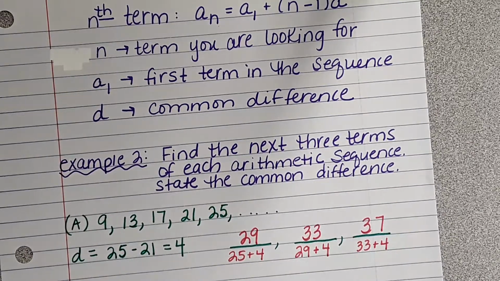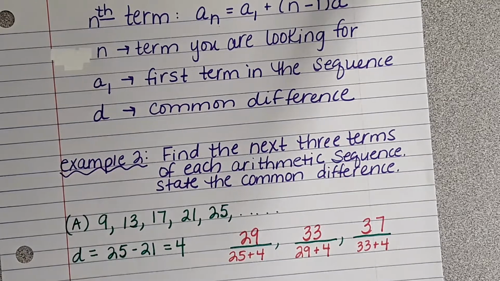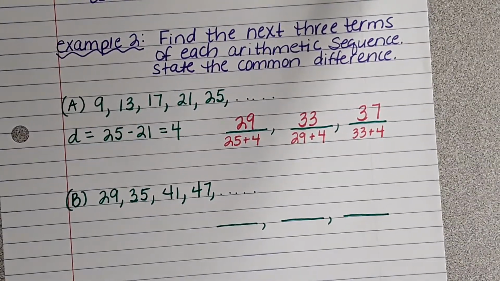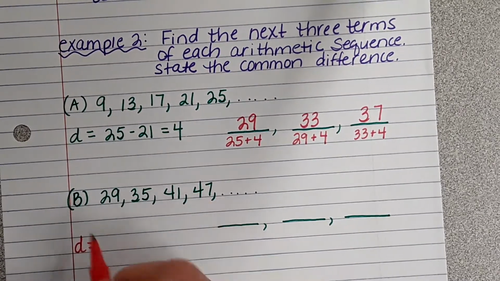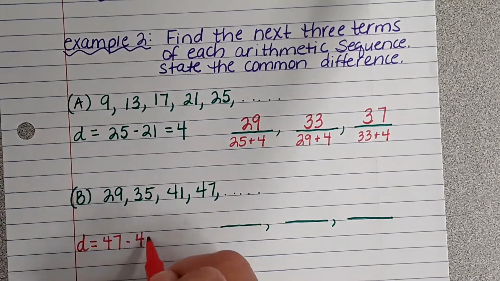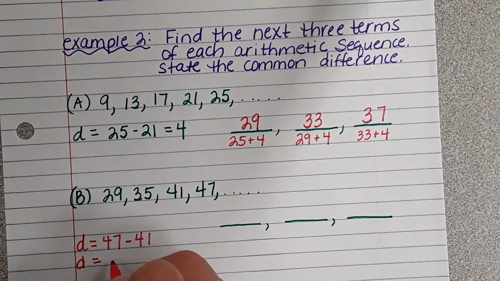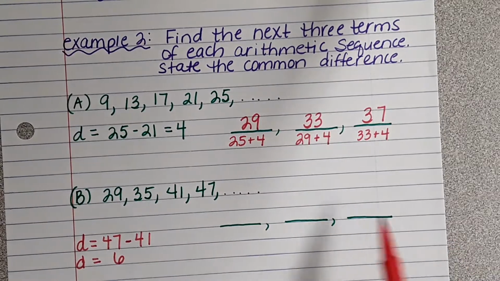Okay, I want to find my next 3 terms again. What's the first thing that I have to find? If I want to find my next 3 terms, what do I have to do first? Last number, and what am I finding? The common difference. So I'm finding the common difference, which is D, and I'm going to do 47 minus 41, which is 6. Since it's positive, it means I'm going to add 6 to everything.